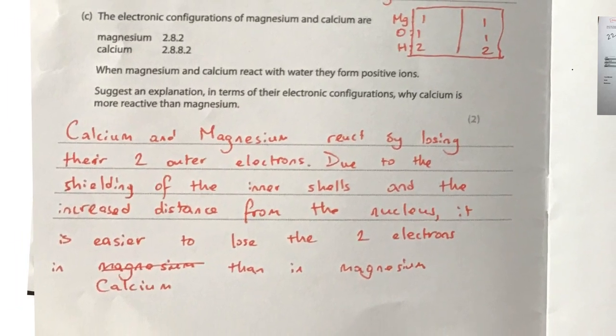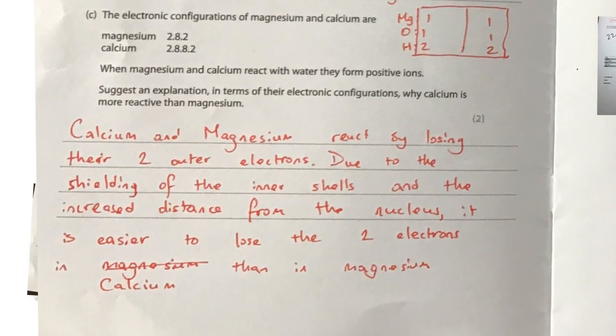Okay, the electronic configurations of magnesium and calcium are 2,8,2 and 2,8,8,2. When magnesium and calcium react with water, they form positive ions. Suggest an explanation in terms of the electronic configurations. So these ones, why calcium is more reactive than magnesium. Okay, so first of all, bit of a walking, talking marks here. We've got 2 questions for you.